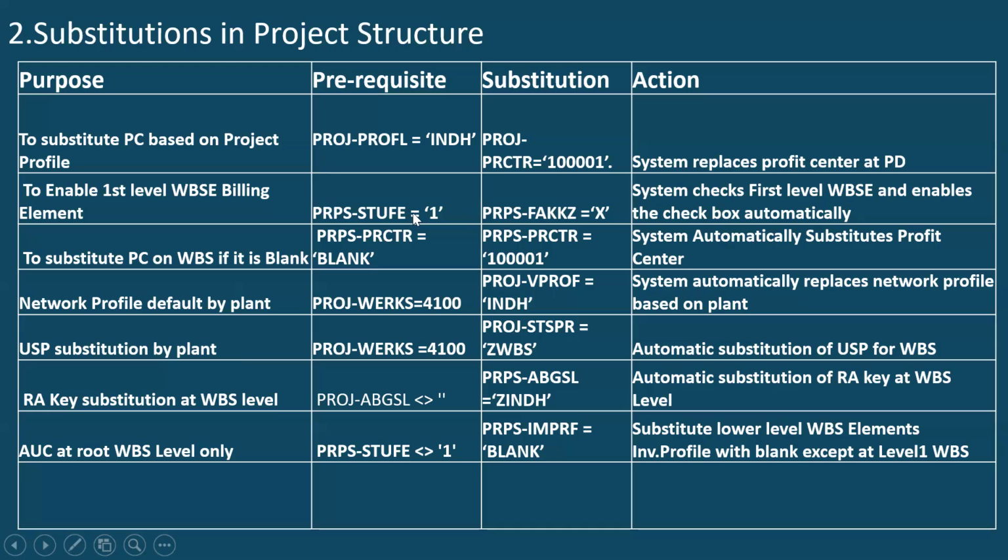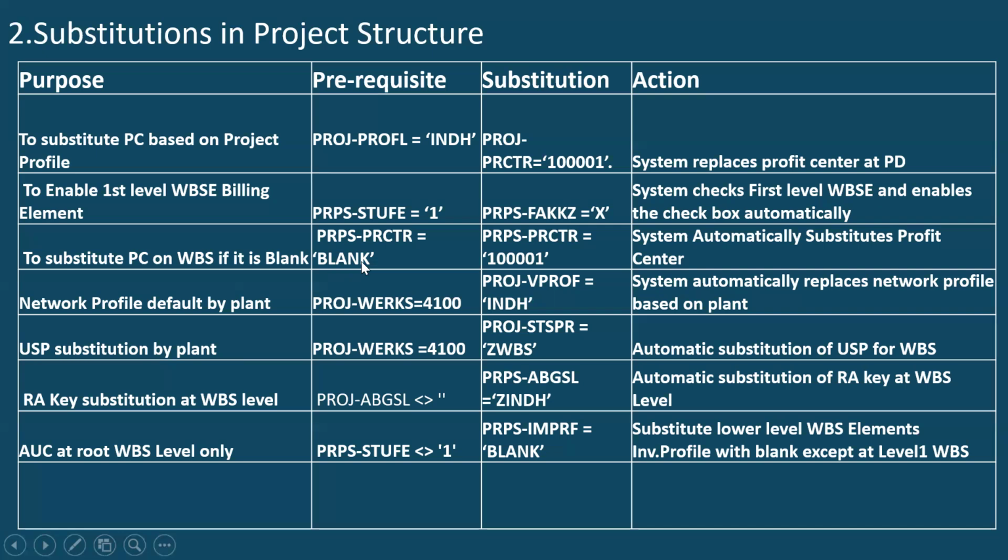Now, how to ensure that? We need to check PRPS, of which STUFE is the field for the level. If the level is 1, I need to enable this substitution checkbox. That is, I need to enable the checkbox. For that, I need to pass X. X means check enabled, right? To substitute profit center on WBS if it is blank. This is a very critical one.